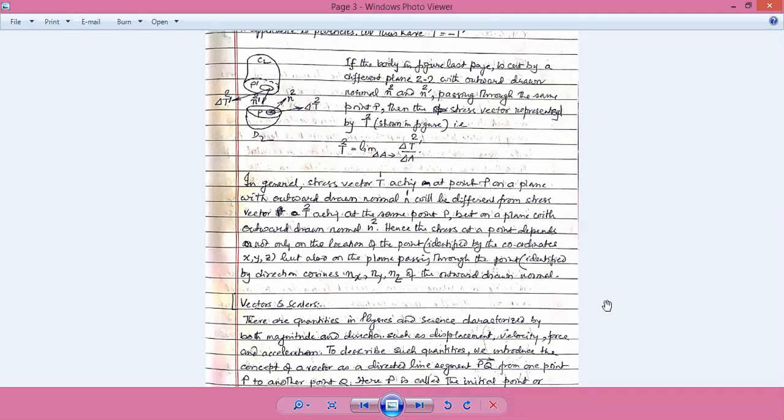The normal N, which is passing through the point, can also be defined in another way: by the direction cosines Nx, Ny, Nz, which are the cosines of this normal with the x-axis, y-axis, and z-axis respectively.